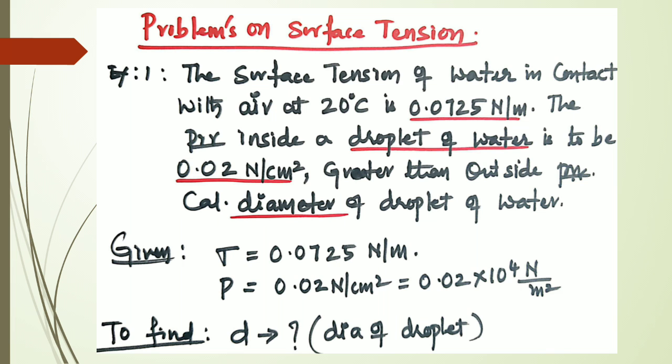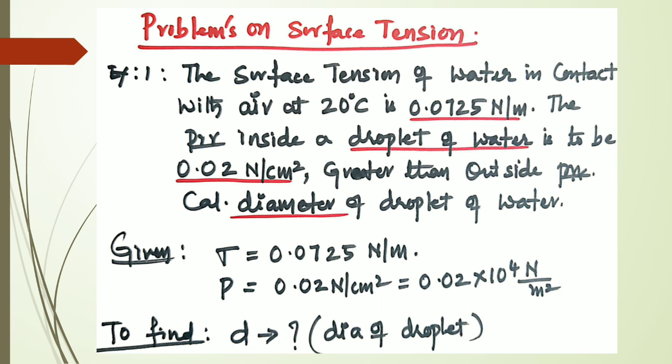The surface tension of water in contact with the air at 20 degrees Celsius is 0.0725 Newton per meter. What is this 0.0725 value? So I told you units are very important. You need to understand this. Newton per meter: if I say that, which parameter does it talk about? Newton per meter is surface tension. So the value tells about surface tension. Fine.